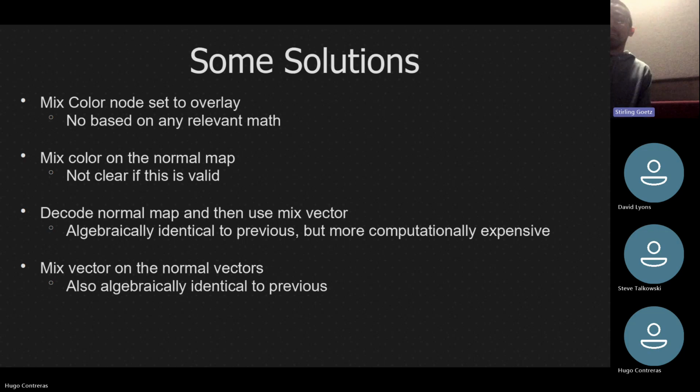I've seen people who I guess are a bit smarter say, oh, well, you can decode the normal map and then use a mix vector node. That's algebraically equivalent to just not doing the decoding, because with basic algebra, if you just simplify it. And again, if you use a mix vector on the actual normal vectors, like if you run the normal map through the normal map node and then do the mix, it's still the same result.